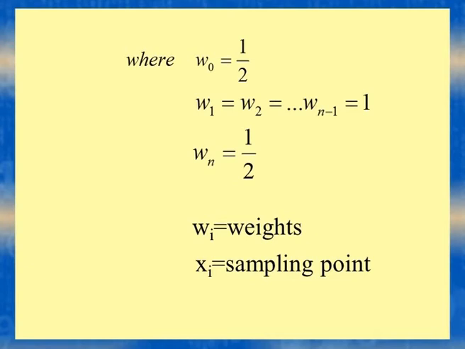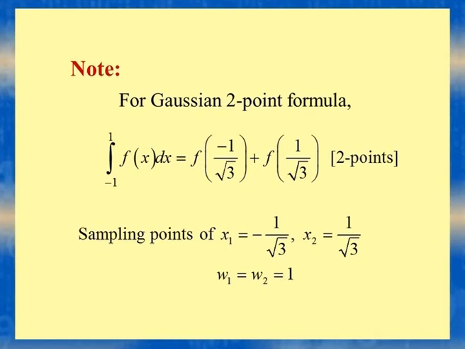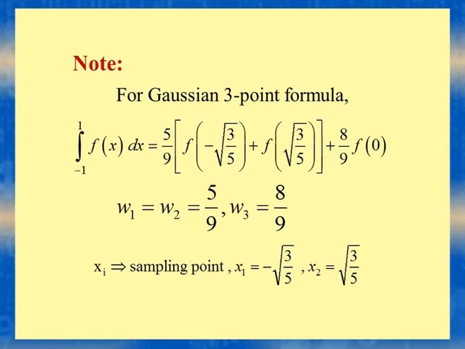So, the wi's are weights and xi's are called sampling points or abscissa. In particular, as discussed, for the Gaussian 2-point formula the sampling points are x1 is equal to minus 1 by root 3, x2 is 1 by root 3 and the weights w1, w2 are equal to 1. And for the Gaussian 3-point formula, we have the weights w1, w2 is equal to 5 by 9, w3 is equal to 8 by 9 and the sampling points x1 is equal to minus root of 3 by 5, x2 is equal to plus root of 3 by 5 and x3 is equal to 0.